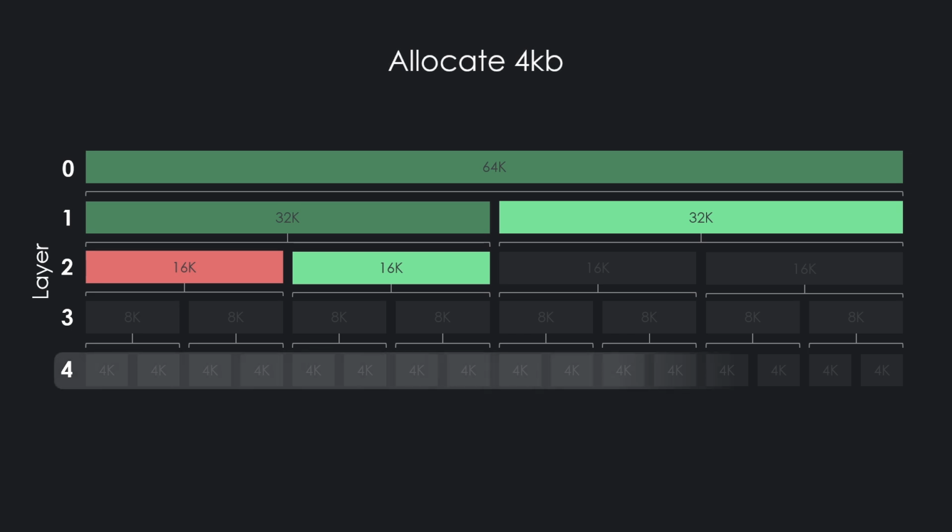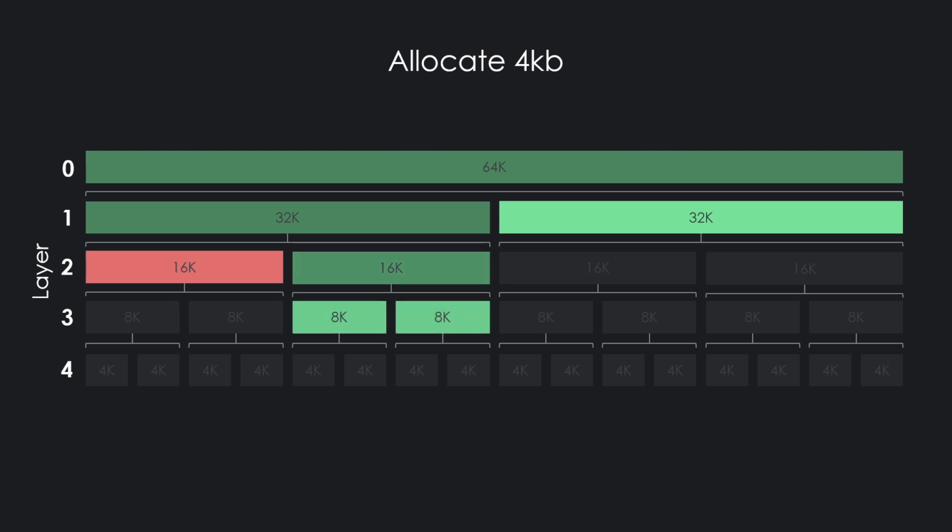Let's try to allocate 4 kilobytes. This corresponds to the size of the smallest blocks on layer 4. Looking at the diagram, there is no free block on layer 4, so we continue our search on layer 3. We don't find any free blocks here either, but we can find this 16 kilobyte block on layer 2. Same as we did before, we divide this block repeatedly until we get a 4 kilobyte block that we can allocate. Let's do one more allocation of an 8 kilobyte block. This corresponds to layer 3. Looking at the diagram, there is a free block on layer 3, so we allocate it.